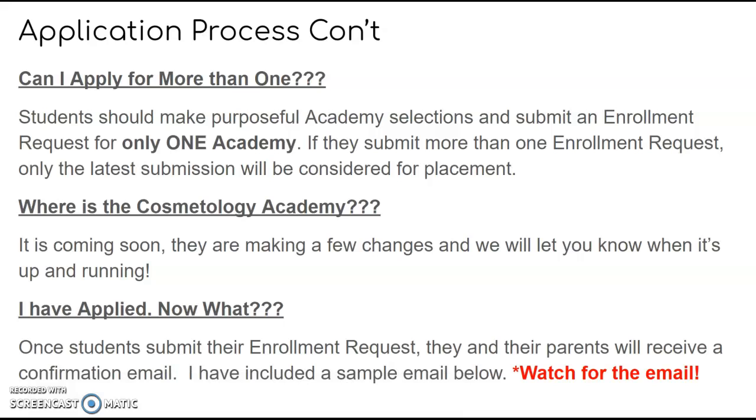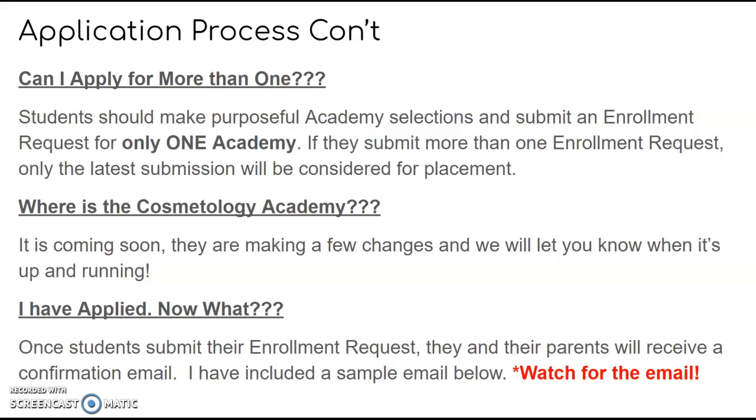Can you apply for more than one academy at a time? The answer is no. You can only request one academy. If you are thinking of doing cosmetology, for example, right now, because they're revamping some things with that, you would need to apply for the Collegiate Academy. So it looks like Colgate a little bit, but you would apply for the Collegiate Academy, and then they would move that over to cosmetology after they talk with you. Or you can just wait and see how long it takes for them to get that up and running. But at the moment, it's not available. Like I said, they're revamping it.